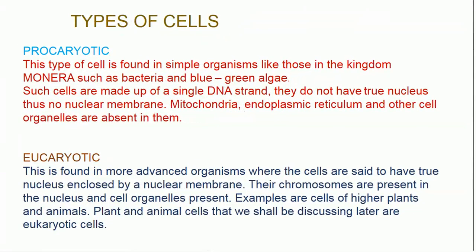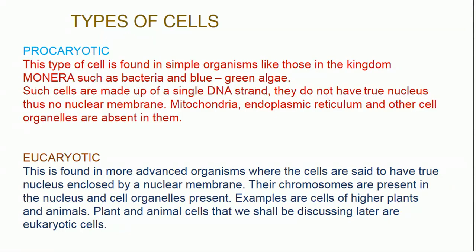Types of cells. There are two types of cells, namely 1. Prokaryotic cell. This type of cell is found in simple organisms like those in the kingdom Monera, such as bacteria and the blue-green algae. Such cells are made up of single DNA strand. They do not have true nucleus, thus no nuclear membrane. Mitochondria, endoplasmic reticulum, and other cell organelles are absent in them.